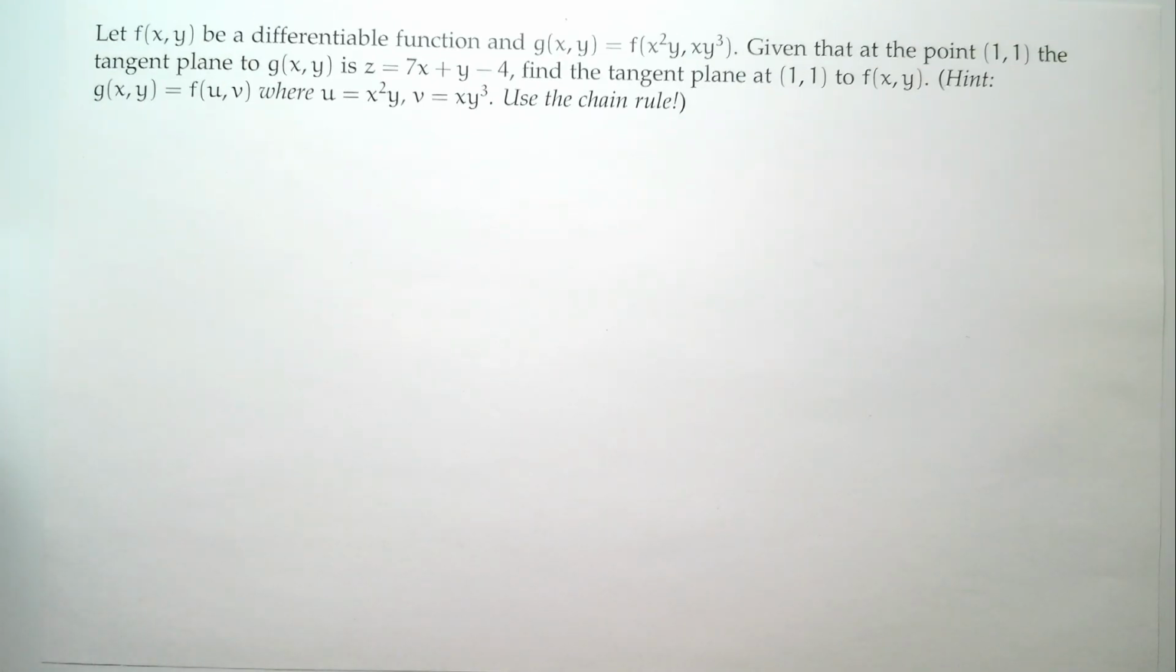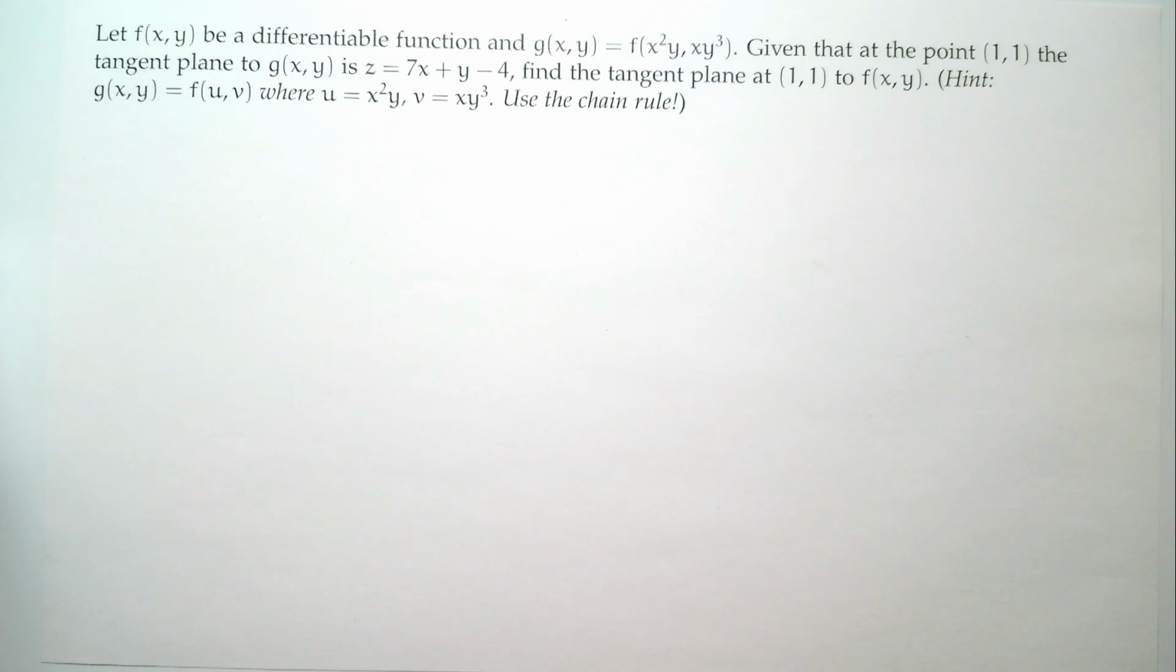Suppose f of x y is a differentiable function, which means I can take derivatives. And I have that g of x y is f of x squared y, x y cubed. Given that at the point 1, 1, the tangent plane to g of x y is z equals 7x plus y minus 4, find the tangent plane at 1, 1 to f of x y. And there's a hint.